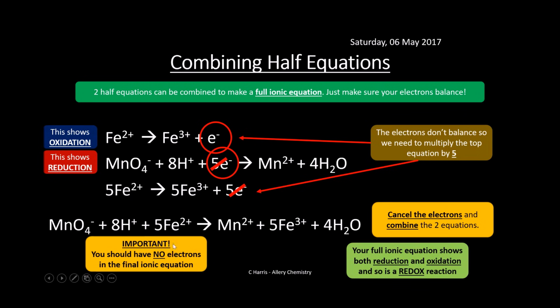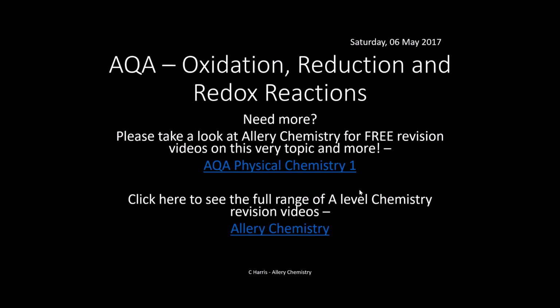Very important, you should have no electrons in the final equation. If you have, you've done something wrong. You should have no electrons whatsoever. They should be cancelled out at this stage. Your full ionic equation shows both reduction and oxidation. So this was oxidation, that was reduction, this is redox. This is both. So this is an ionic equation. Really, really important.